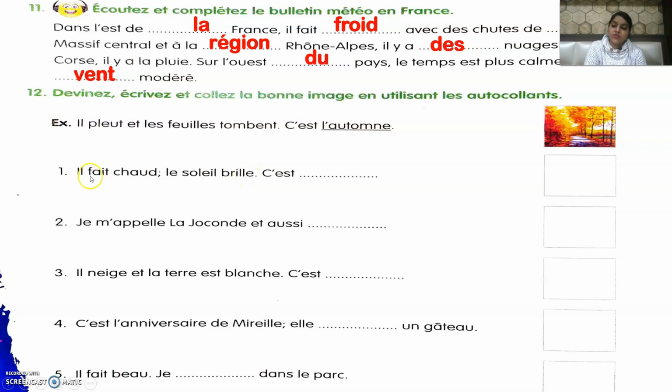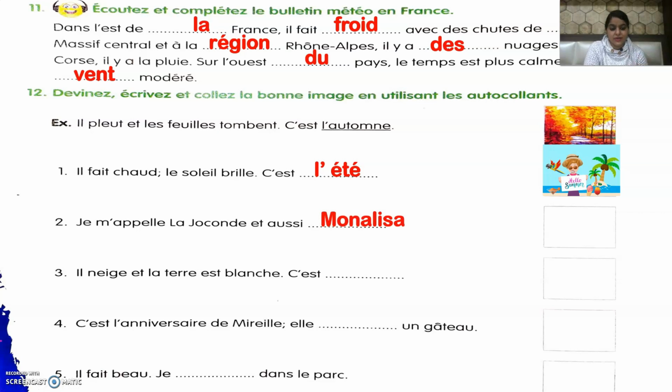Now let's move to the first one. Il fait chaud, le soleil brille, c'est l'été. So il fait chaud, that means it's hot, the sun is bright, obviously it's going to be summer. So paste a picture or the sticker that is related with summer. Second one I have written, je m'appelle la Joconde et aussi Mona Lisa. So my name is la Joconde and also Mona Lisa. So to Mona Lisa we say la Joconde, okay, and paste the picture of Mona Lisa.